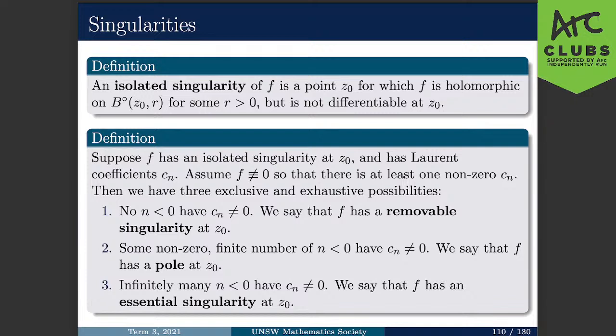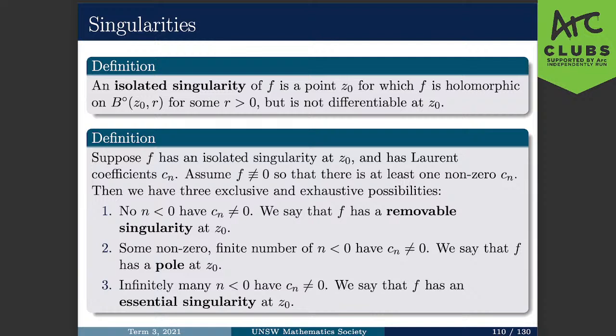Then we have one of the last sections, but there are lots of questions on this, which is singularities. An isolated singularity is a point for which f is holomorphic on the open ball, but it's not differentiable at z0. So this is saying that z0 is a singularity if f is differentiable everywhere around this point, but f is not differentiable at this point specifically.